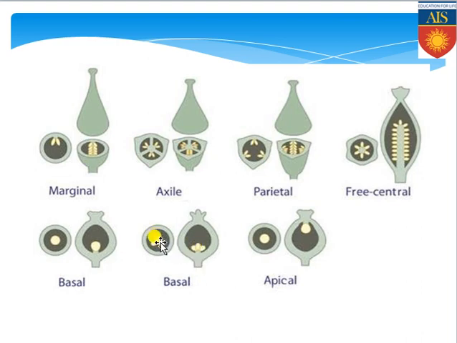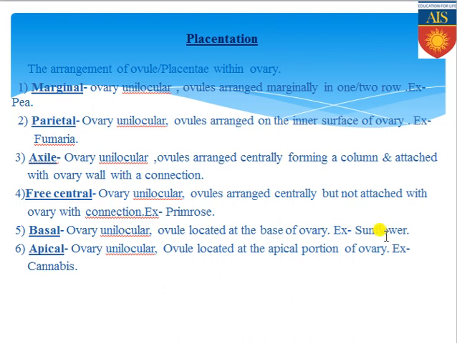This figure you can't understand, this is actually taken from upward. This is the sidewise view. So for that reason you can understand the ovules are connected to the basal portion. And in sunflower it can be found.